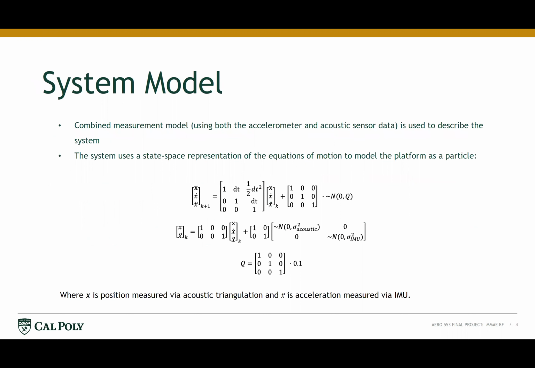Moving on to our system model. We are going to be using a combined measurement model, which uses both accelerometer and acoustic sensor data to describe the system. This is the state space representation of the system, using the equations of motion to model the platform as a particle. As you can see in the measurement matrix, X is the position measured via the acoustic triangulation method using the ultrasonic sensors. And X double dot is the acceleration, which is measured via an IMU, which is on the platform.